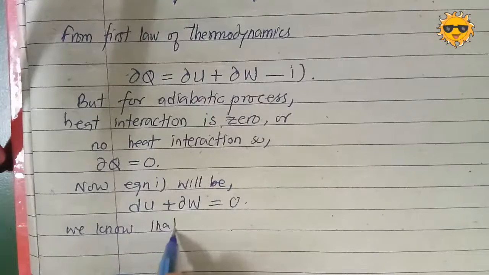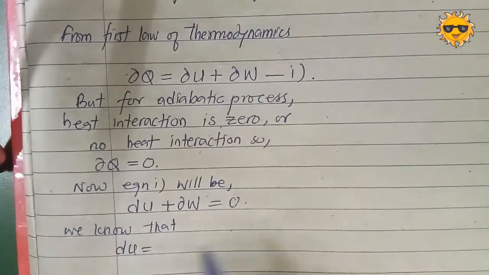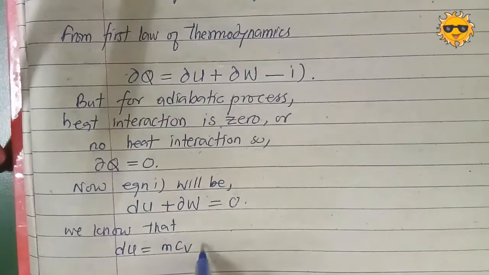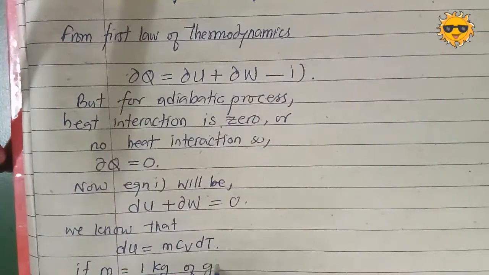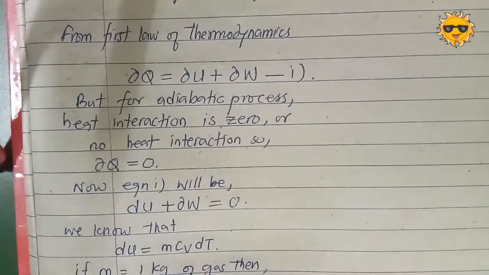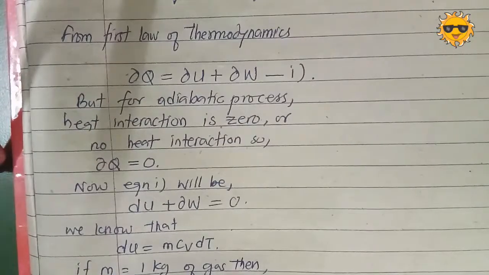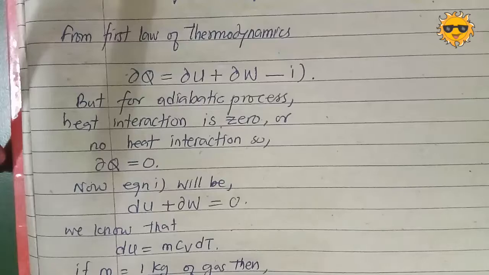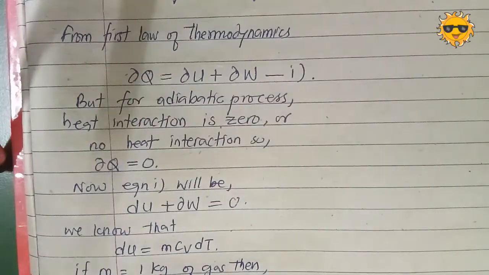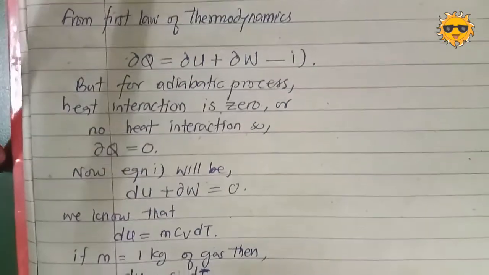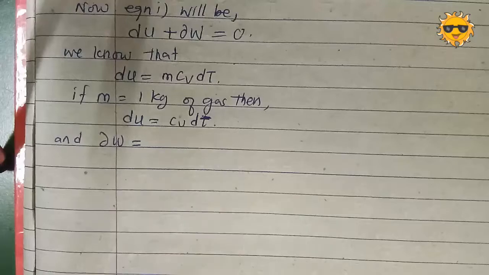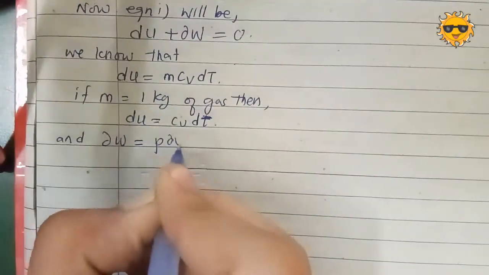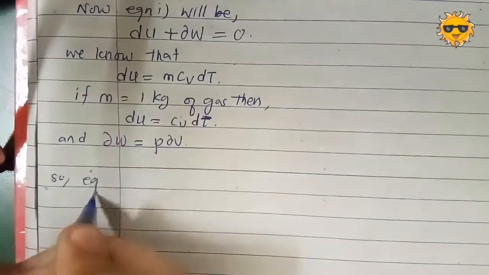We know that dU is equal to m Cv delta T. If mass is 1 kg, then dU will be equal to Cv dT, and work done will be P dV. The change in volume will give you the work.